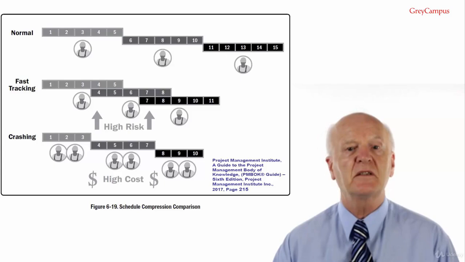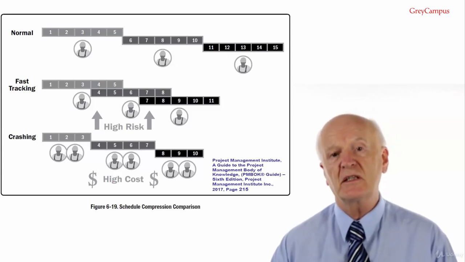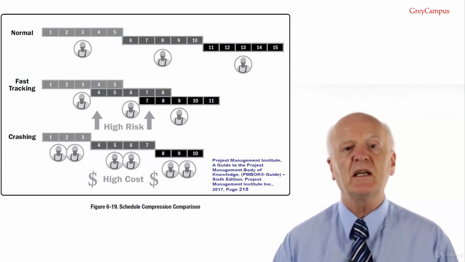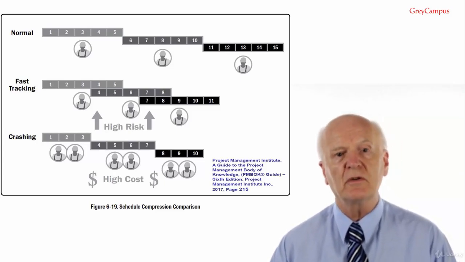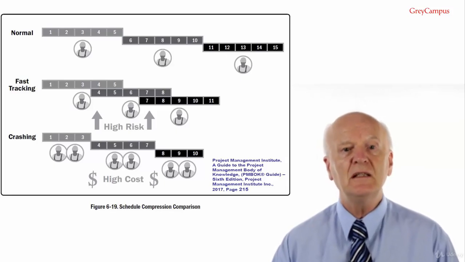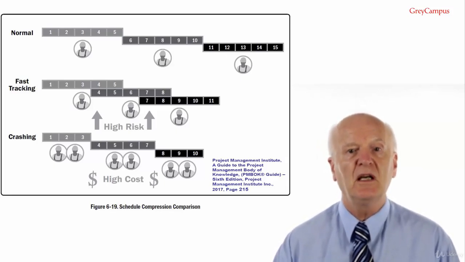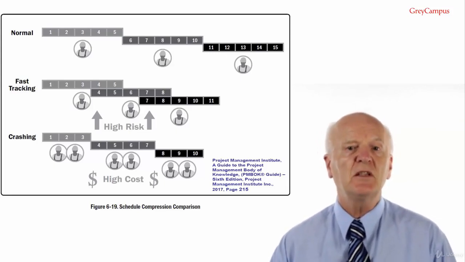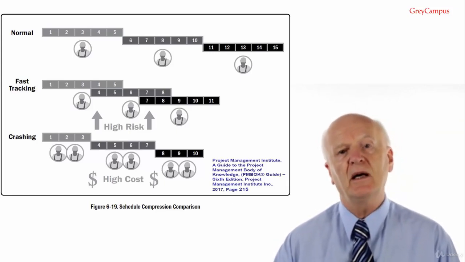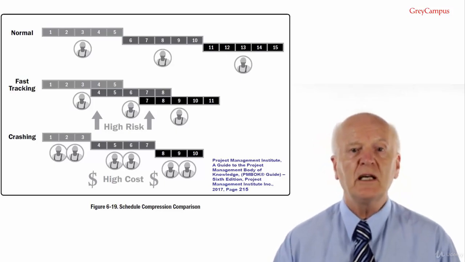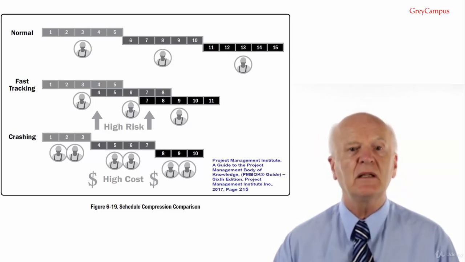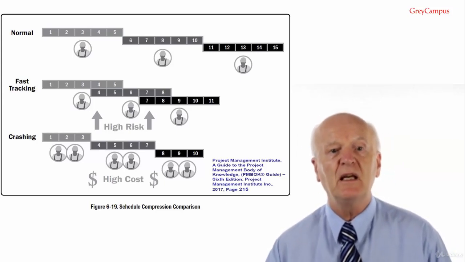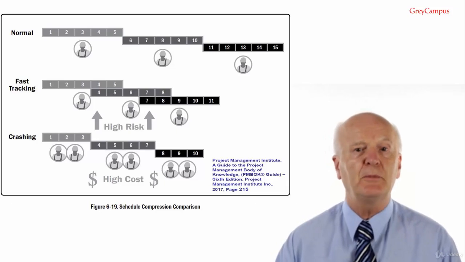Schedule compression techniques are compared in figure 6-19. They include crashing. Please note for the exam, crashing is a technique used to shorten the schedule duration for the least incremental cost by adding resources. They're key things to remember. The usual way to crash a project is to add more resources. Overtime is considered crashing because you're making the same person available additional times in the same work period, and so is equivalent to adding more people.